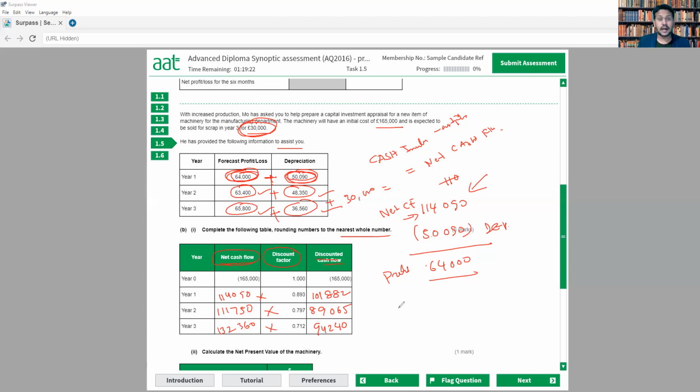Now, if the question asks to calculate the net present value, we can say this is my positive, this is my positive, this is my positive. So these three are the inflow, and that's my negative, that's my outflow. So you're going to add all the plus, and you're going to minus from this one, 165,000. That was the outflow, because if I buy the machine, I have to pay the money. So money will go from me.